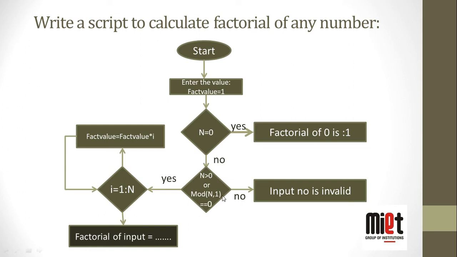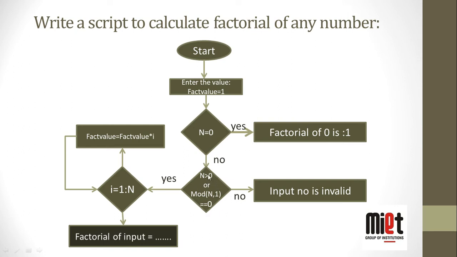If this condition is true, I will go forward, and if this condition is not true, there should be an output in the command window that the input number is invalid, because we cannot find the factorial of any fractional value, and we cannot find the factorial of any negative integer. So we need to check first whether this value is greater than 0 and an integer.